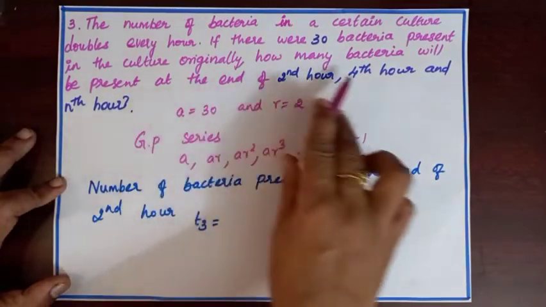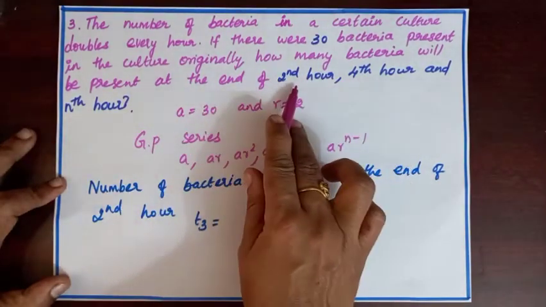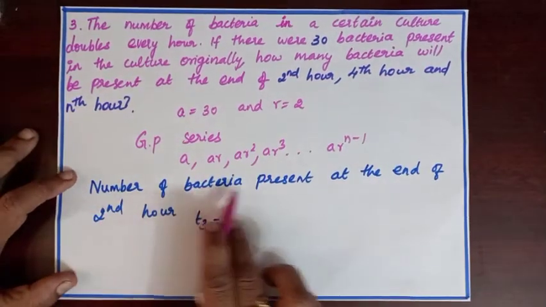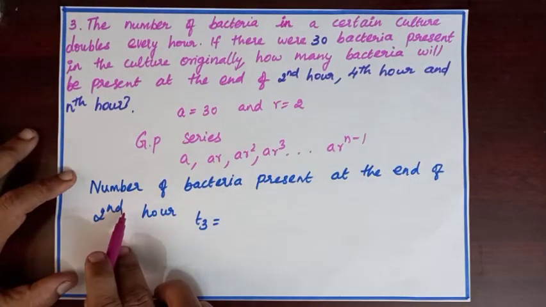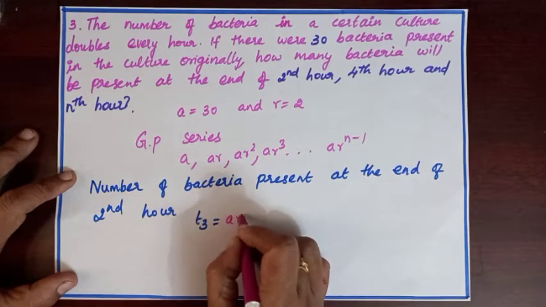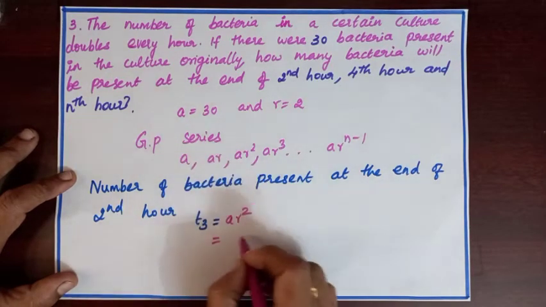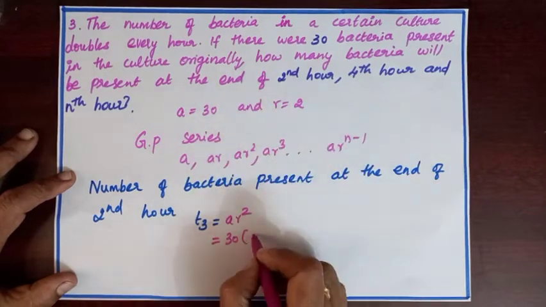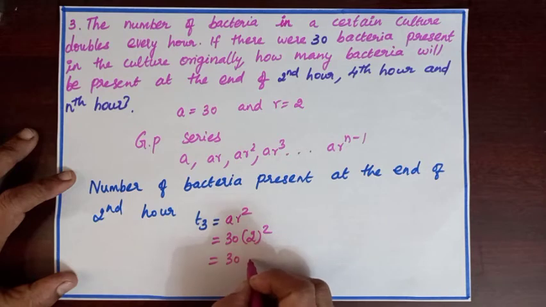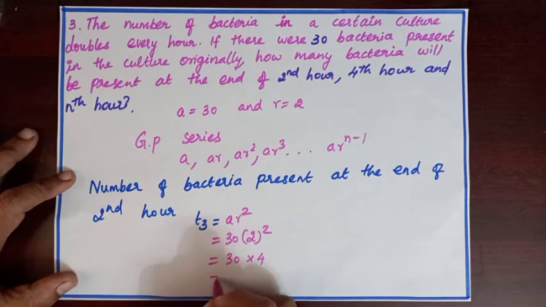Now we need to find the number of bacteria present at the end of the second hour, fourth hour and nth hour. Number of bacteria present at the end of the second hour is the third term. Third term is ar square. a is 30, r is 2, 2 square. 2 square is 4. 30 into 4 is 120.